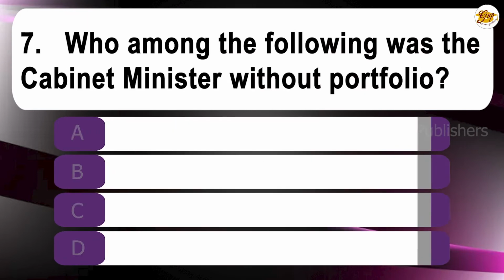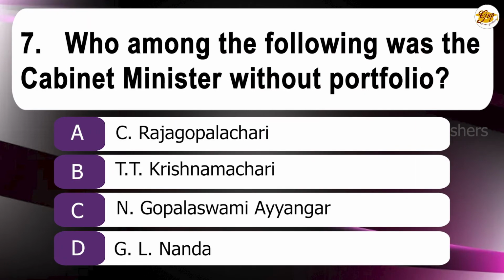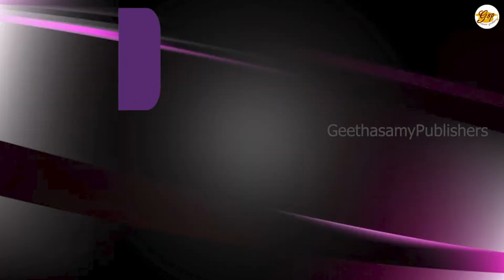Seventh question. Who among the following was the cabinet minister without portfolio? A. C. Rajagopalachari, B. T.T. Krishnamachari, C. N. Gopalaswami Iyengar, D. G.L. Nanda. The correct answer is C. N. Gopalaswami Iyengar.